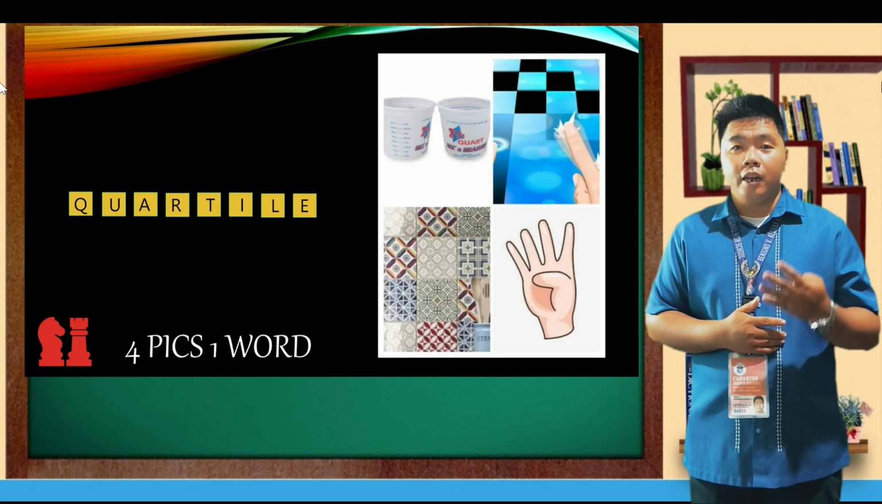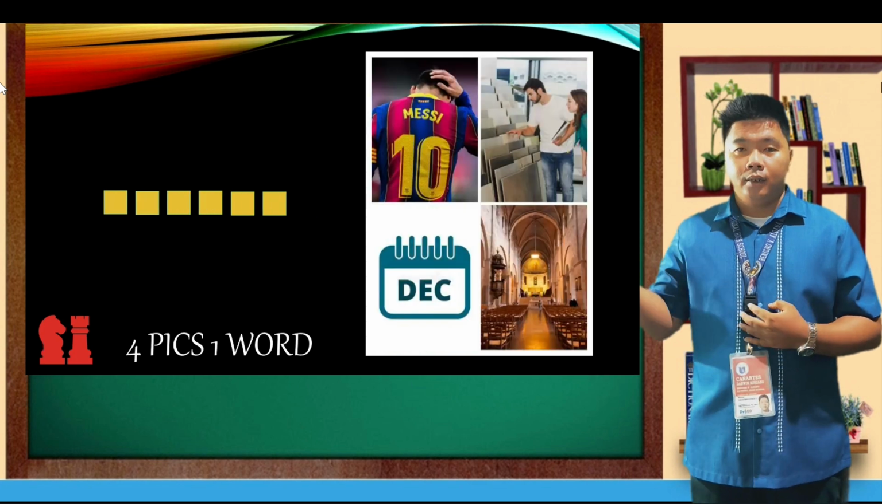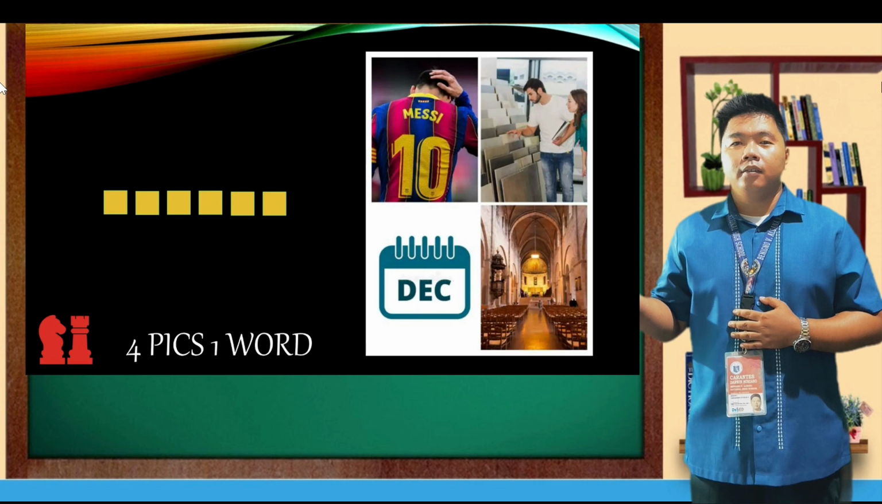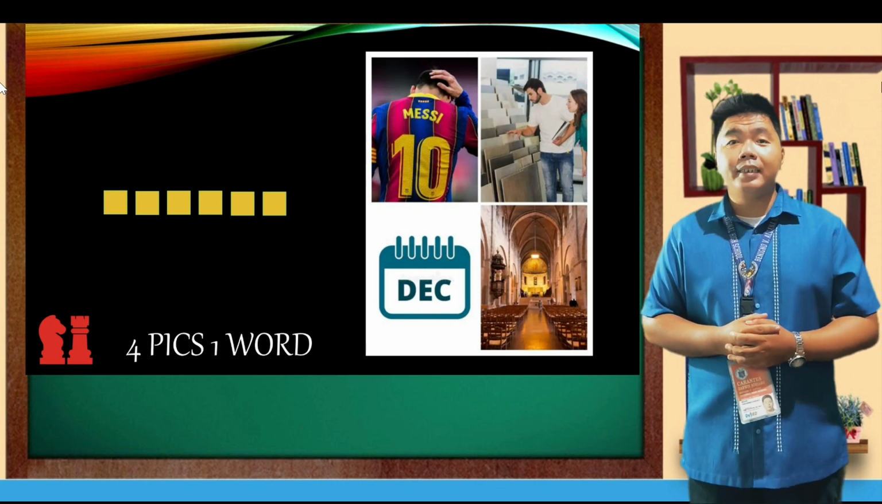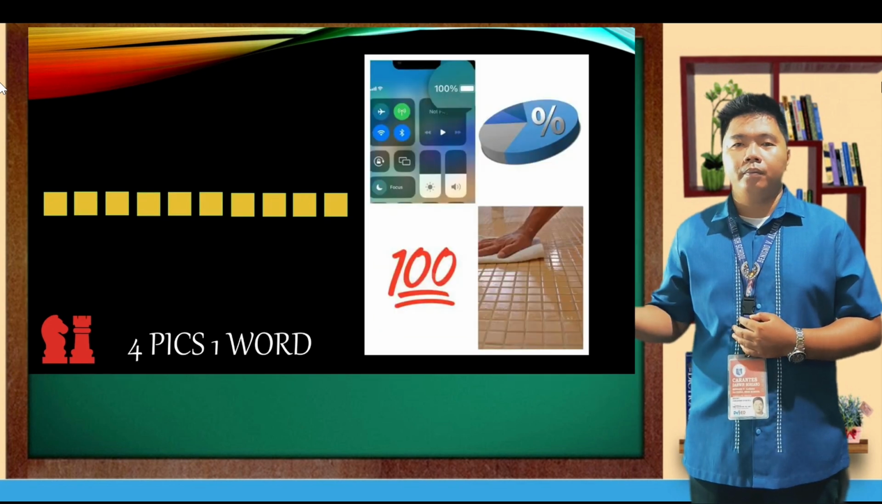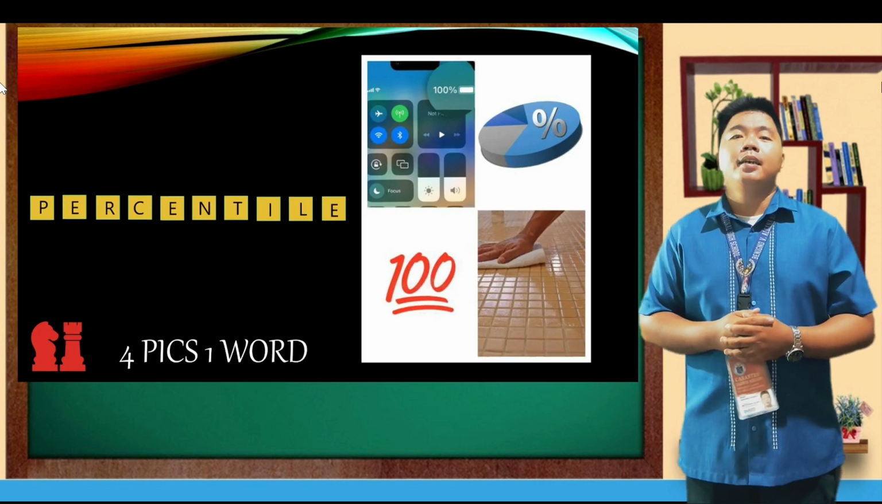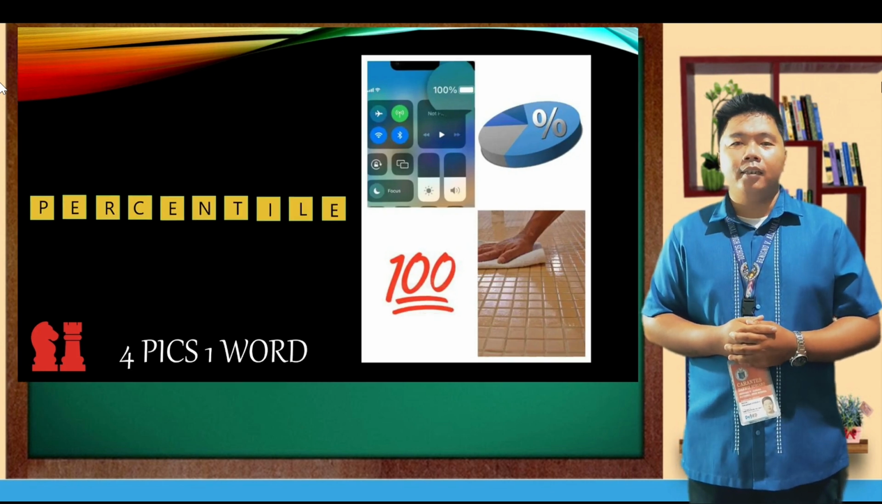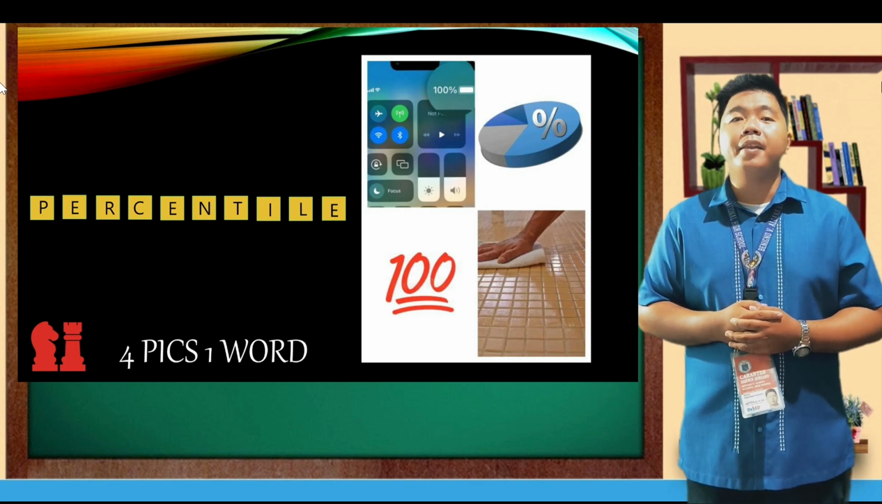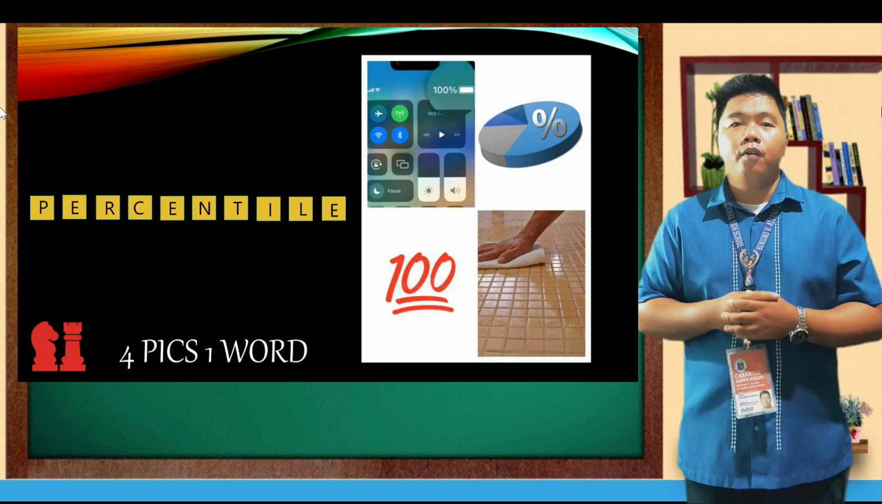Let's move with number 4, set of pictures. We have here. Time is up. The answer is decile. Very good. And lastly, we have the set of pictures here. Time is up. The answer is percentile. Excellent. Okay, so learners, congratulations for giving your best to answer the different set of questions.